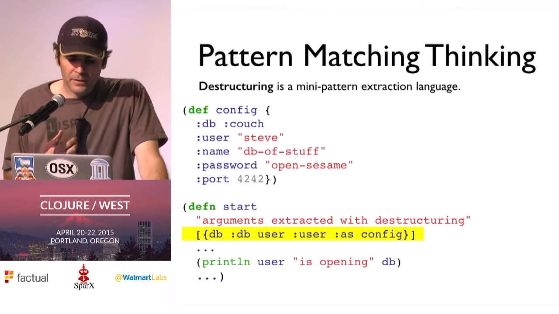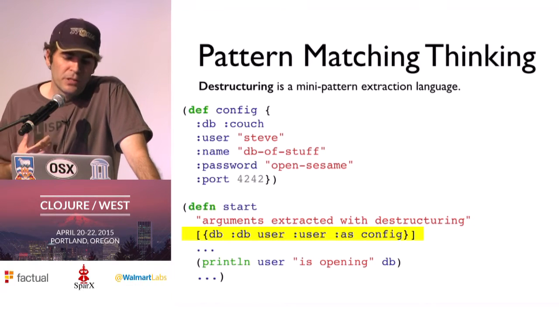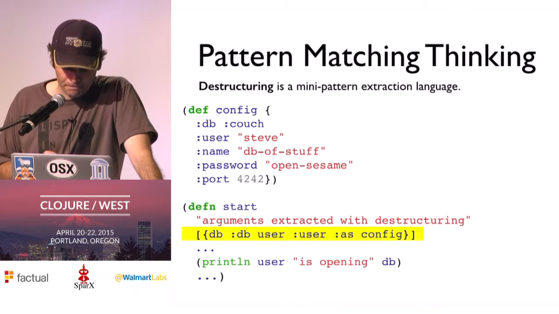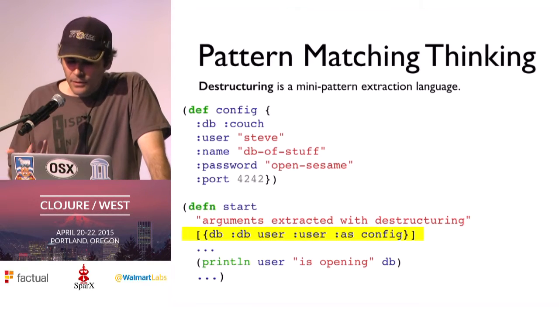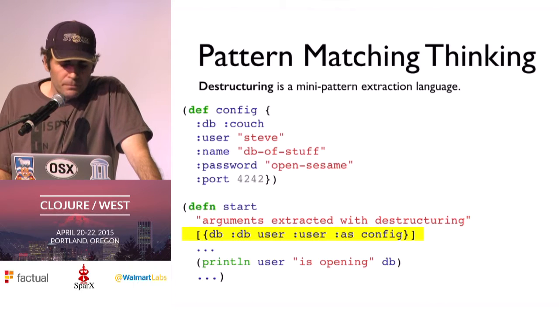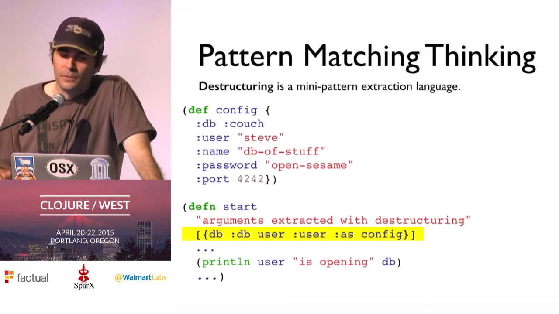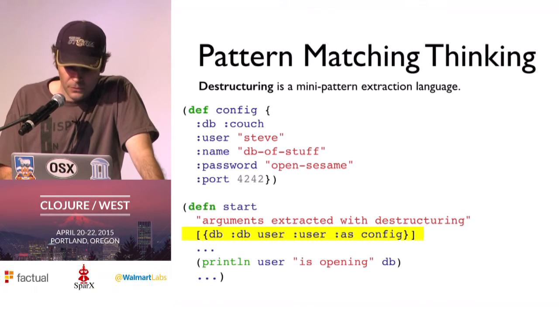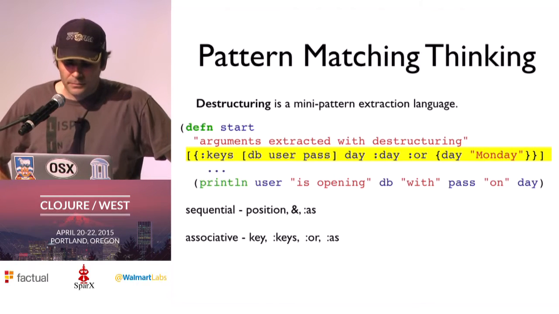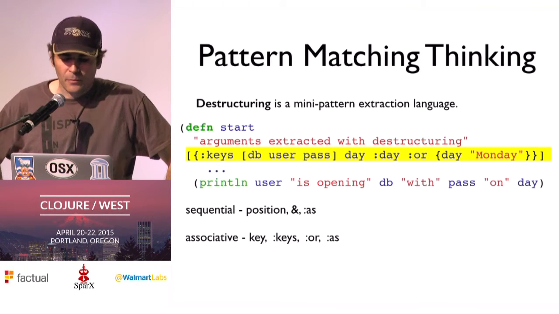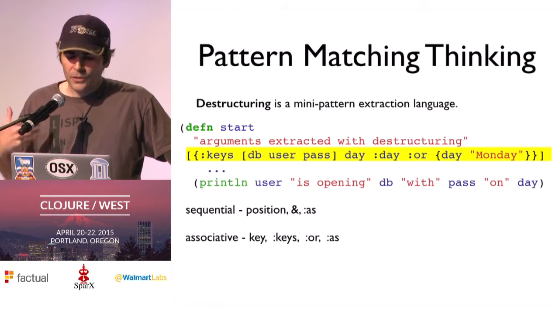A slightly more realistic example would be a map used to hold configuration information, maybe pulled out of EDN or something. Here's configuration information for a database, and we would use pattern matching, pattern extraction, to pull the pieces out so we could use them to connect to the database. Nothing too unusual there. And that destructuring is quite powerful. We've got all sorts of things that help deal with sequential data and associative data structures, to give them default values.